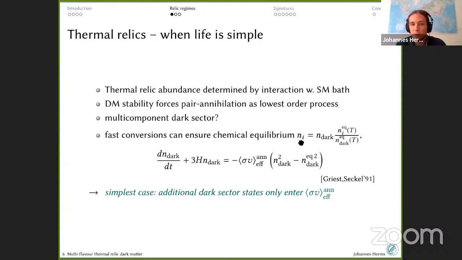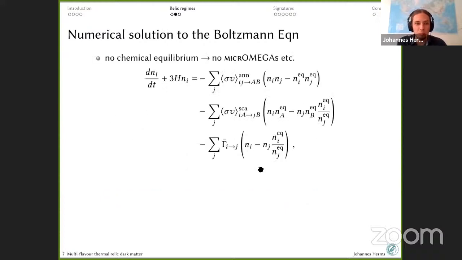The individual number densities are related by their equilibrium values, and you end up with a summed Boltzmann equation that looks just like the single component one, except that now there is an effective annihilation term here, which includes all of the co-annihilation channels. So this is a best case scenario: if you have additional flavors or additional stuff in your dark sector, things can get very simple just by chemical equilibrium.